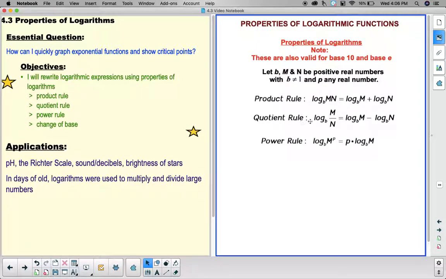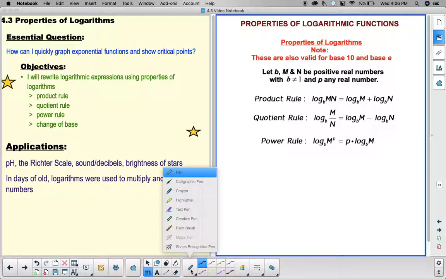The quotient rule, log base b of m divided by n, so the quotient of m and n, is equal to the difference of their logarithms, log base b of m minus log base b of n. The power rule, log base b of m to the power of p, is equal to p times log base b of m. So these are the first three properties of logarithms, and we use them to rewrite logarithmic expressions.